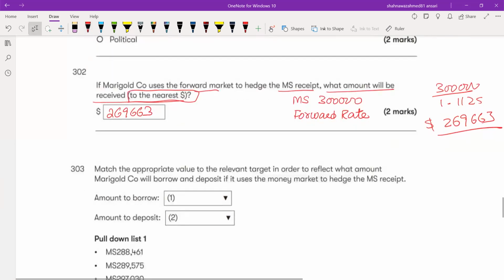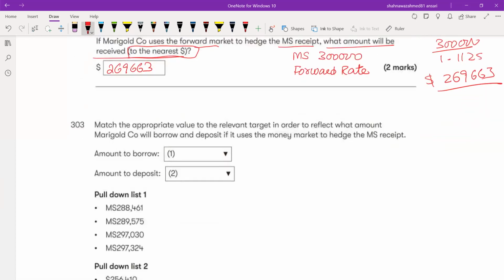And in case of conversion of foreign currency into local, just divide by that suitable rate and you will get the relevant figure. Match the appropriate value to the relevant target in order to reflect what amount Marigold will borrow and deposit if it uses the money market to hedge the MS receipt. So in case of receipt, my first step is to borrow foreign currency, borrow MS. As I am borrowing MS, I have to use the borrowing rate of MS. And then deposit the other currency. So how much to borrow in MS?